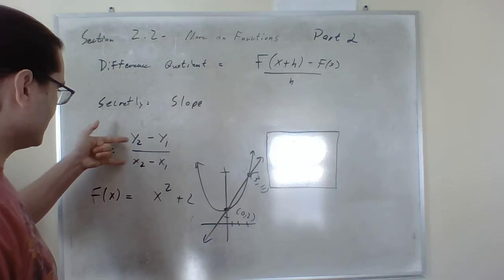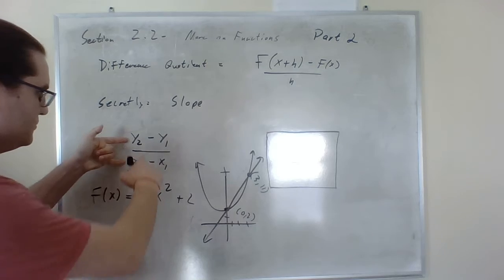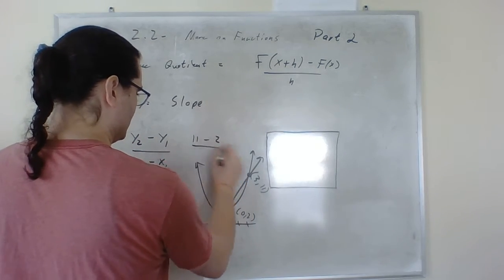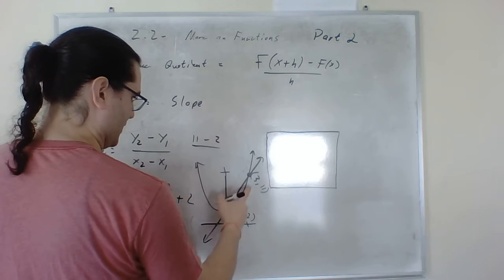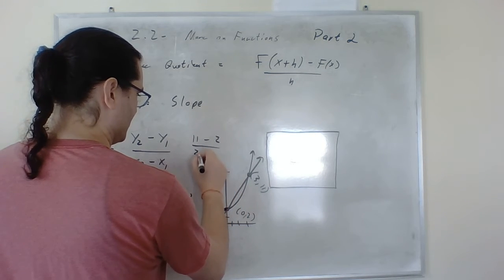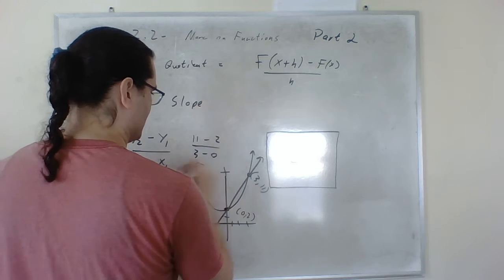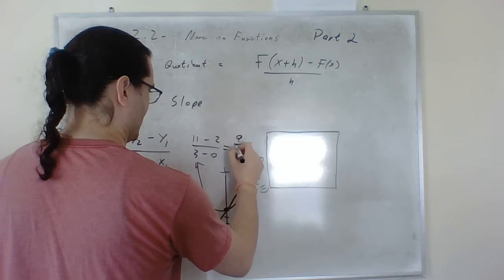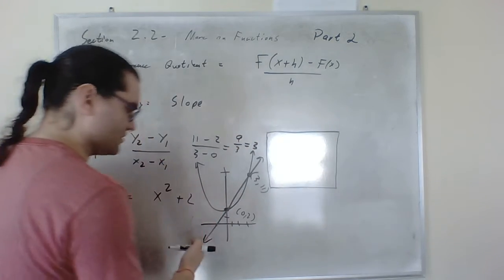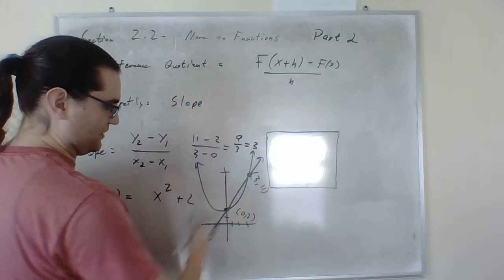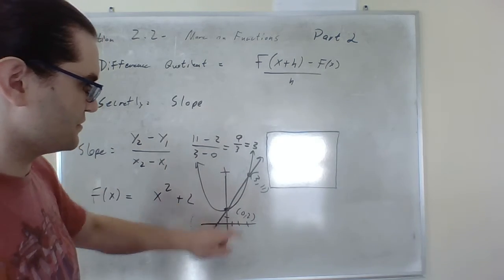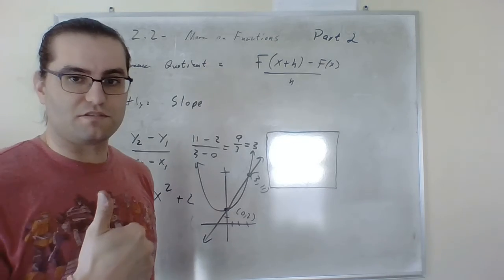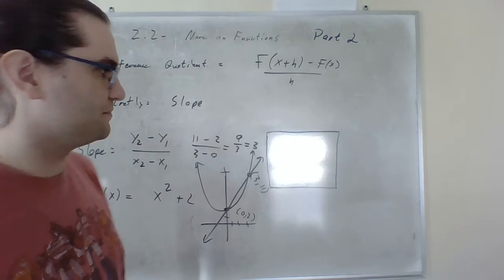So normally we would just plug it into the slope formula like this. We know our y2 is 11. We know our y1 is 2. Our x2 is 3. Our x1 is 0. So this will give us 9 over 3, which is 3. So the slope of this particular line that cuts through these 2 points on the function is 3. And that's all well and good. This is the same slope formula we've been using for years.